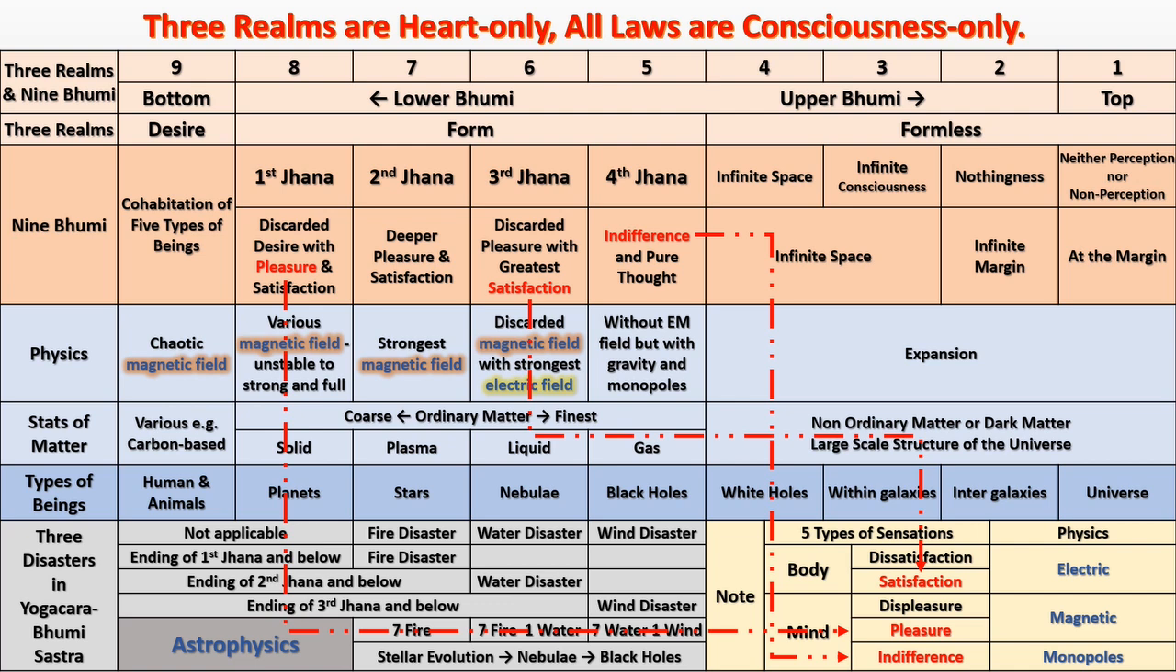Beings in the 3rd jhana are tired of pleasure, as pleasure is also a disturbance to the mind. They have discarded pleasure, which means they have discarded their magnetic fields. But they have achieved the strongest satisfaction, which means their electric fields are the strongest of all worldly beings. These are nebulae, as they have discarded their magnetic field, leaving only magnetic field lines from their previous lives as stars. Their electric fields are the strongest. There are also 3 levels within 3rd jhana, which means there are different types of nebulae.